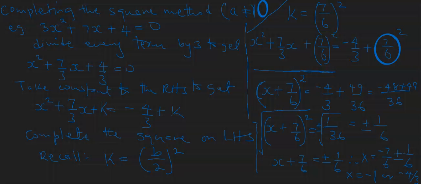That is completing the square method when the coefficient of x squared is not 1.